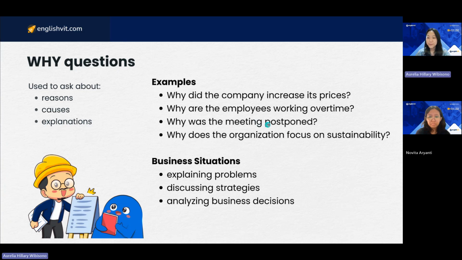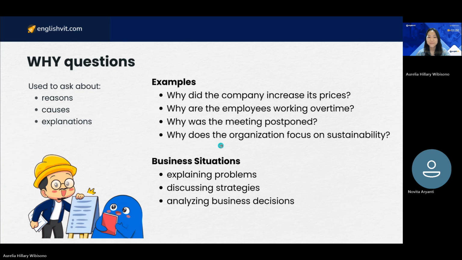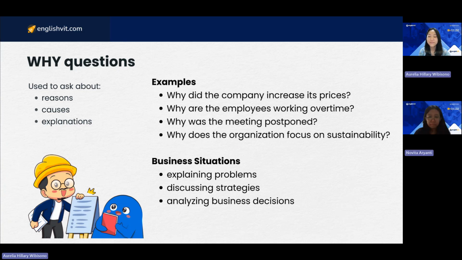Why was the meeting postponed? The meeting was postponed because there is some issue with the program. Okay. Why does the organization focus on sustainability? Sorry, miss. It's okay. Why does the organization focus on sustainability? To support the environment.